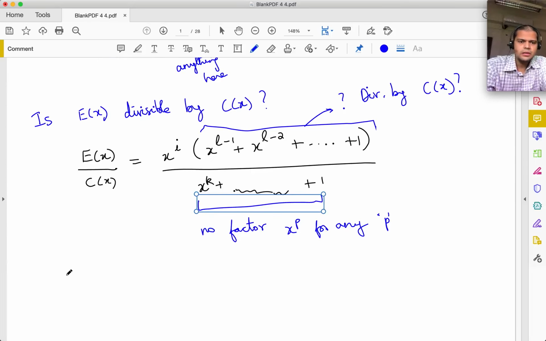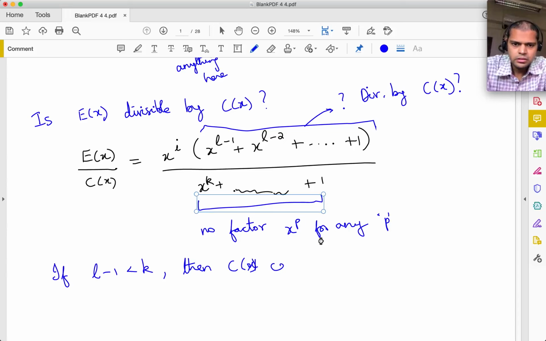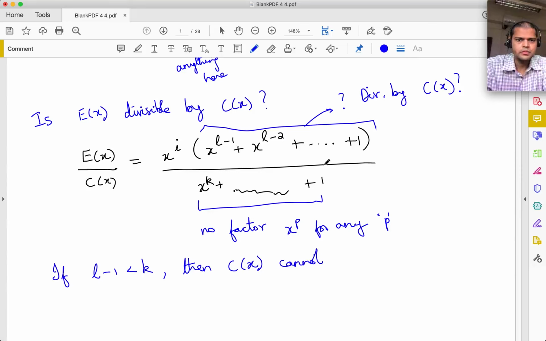And so clearly if L minus 1 is less than k, then C of x cannot divide this particular polynomial.